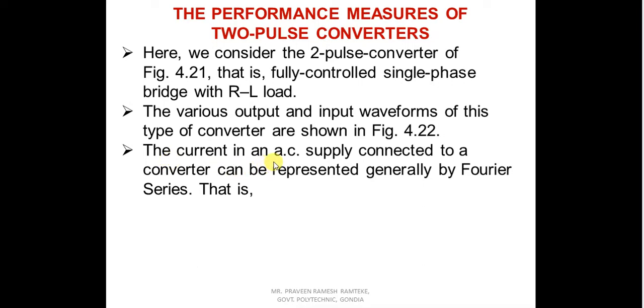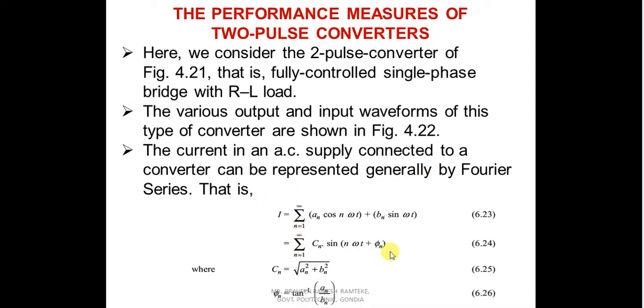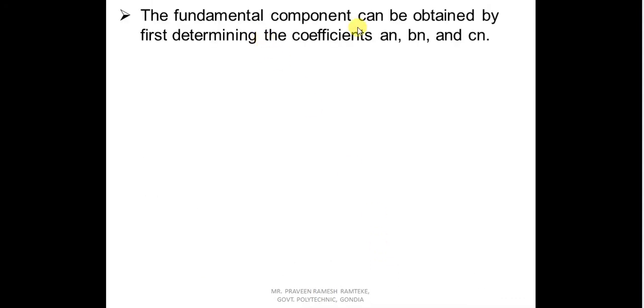The current in an AC supply connected to the converter can be represented by the Fourier series. So this is the Fourier series: i is equal to the summation of an cos n omega t plus bn sin n omega t, which equals the summation from n equals 1 to infinity of Cn sin(n omega t plus phi n). The fundamental component can be obtained by first determining the coefficients An, Bn and Cn.